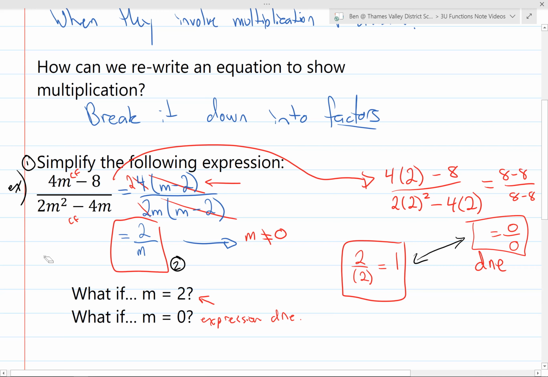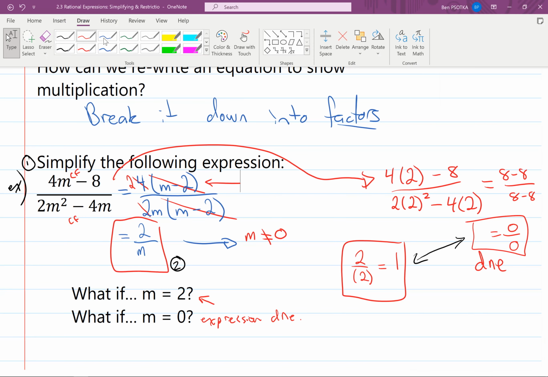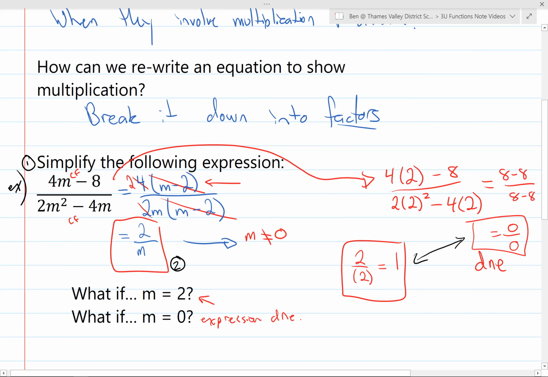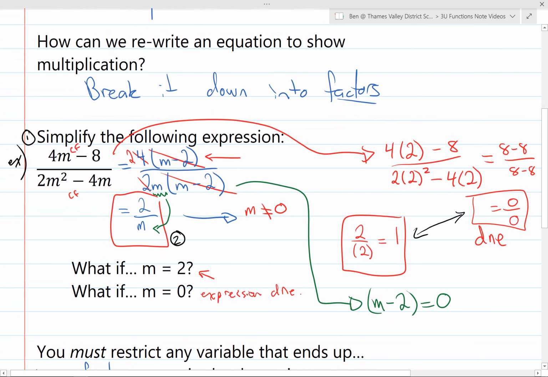So I need to identify, okay, where in this step can I discover that? And it turns out it's in the second step. Before we've performed any cancellations whatsoever, we have 2 factors involving m in our denominator. One of them is this m here, and that one stayed. But the other factor we have is m minus 2. And if I take the root of m minus 2, so if I set m minus 2 equal to 0, I know that m minus 2 is not allowed to equal 0, right? Because it's a factor of my denominator.